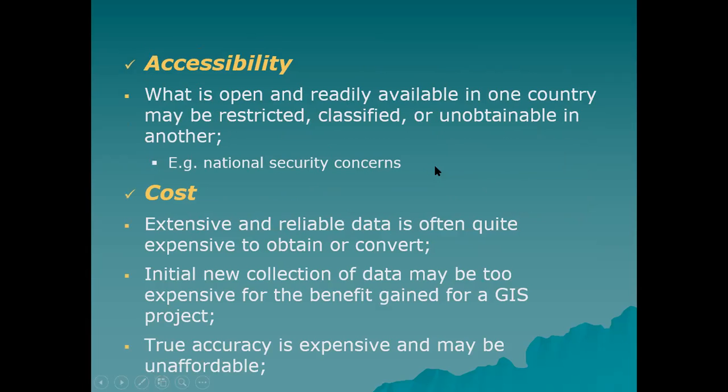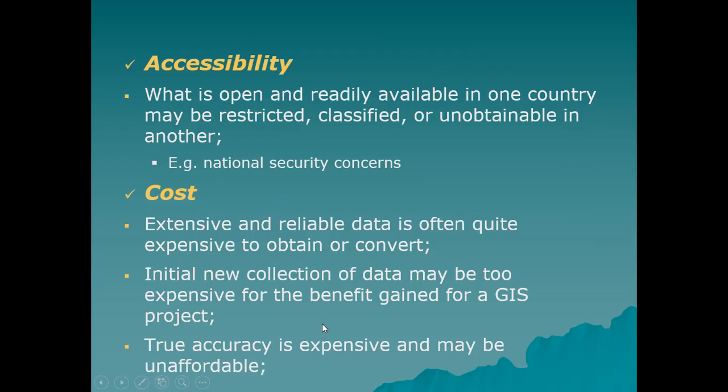Also, accessibility to data. For example, what is open and readily available in one country may be restricted, classified, or unobtainable in another. So if you have a GIS project that requires a particular data set in order to carry out your analysis, you may not have access to a particular data set or to certain parts of that data set if it is of national security concern. So it means that you're going to have gaps in your data.